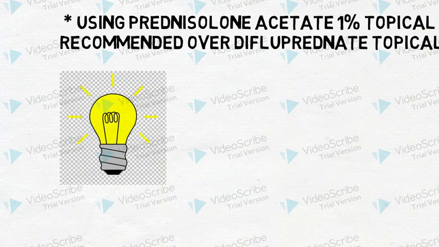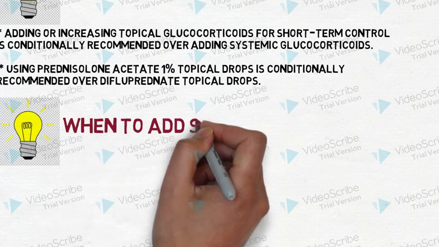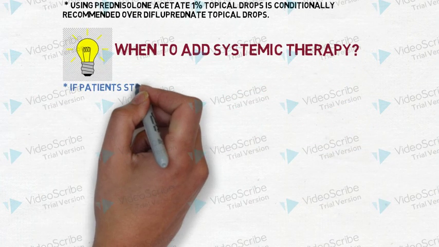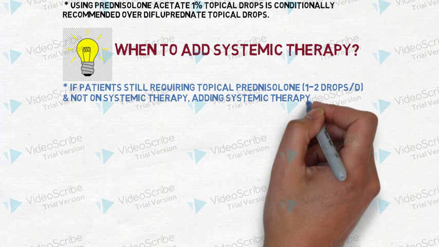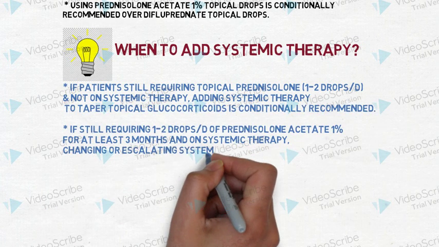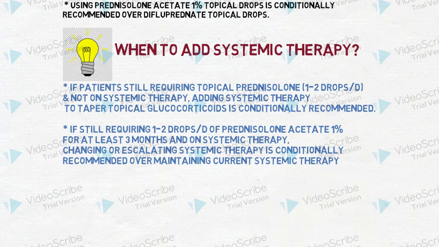Second, when to add systemic therapy. We add systemic therapy in two situations. First, when the patient is still requiring topical steroids for a longer duration, so we add systemic therapy to taper topical steroids. Second, when the patient is already on systemic therapy for at least 3 months and we can't taper topical steroids, so we should change or escalate the dose or frequency of this systemic therapy.